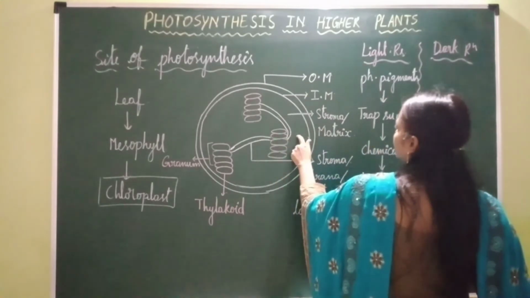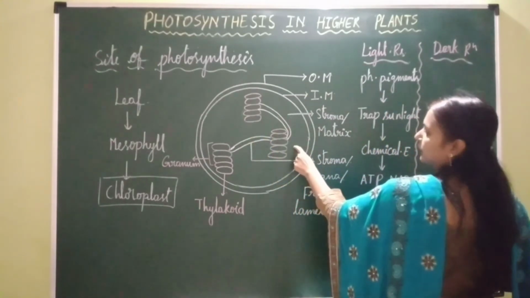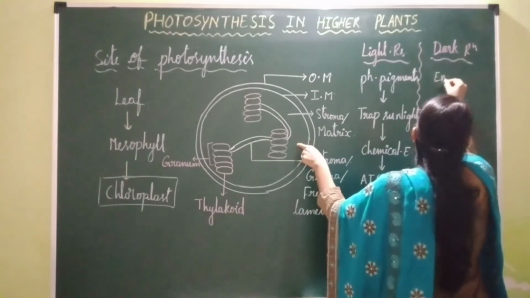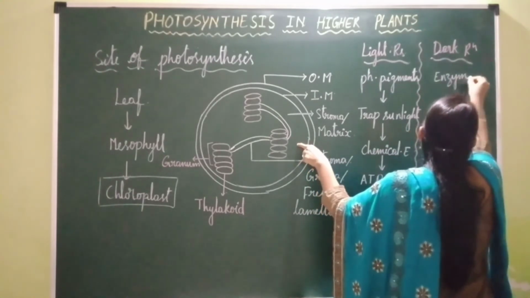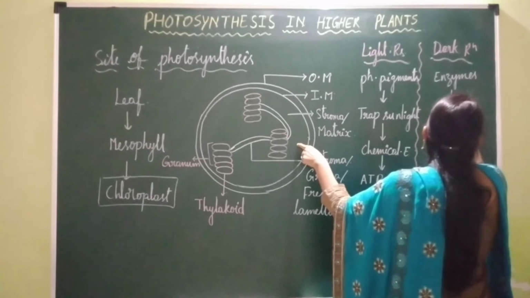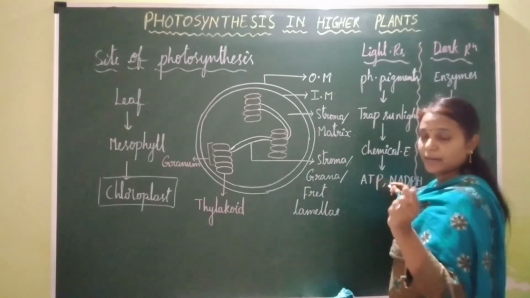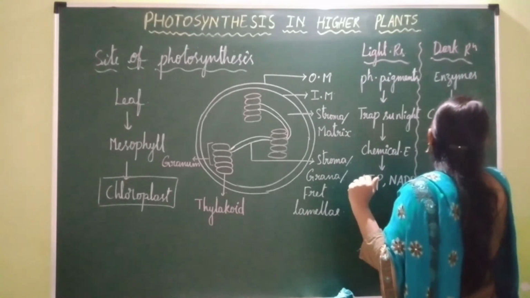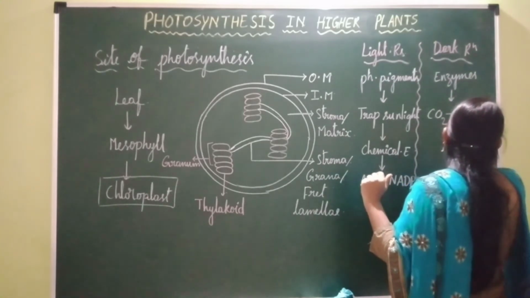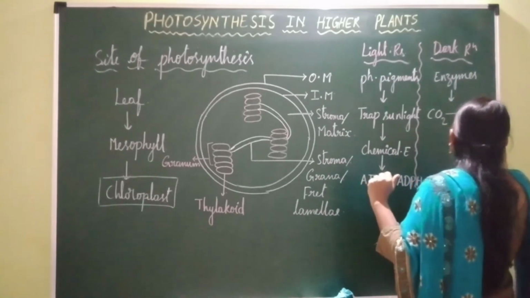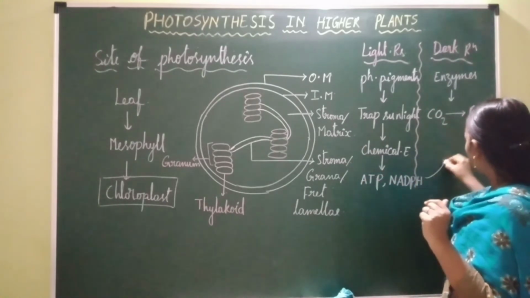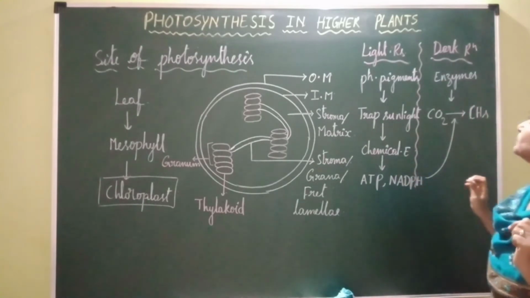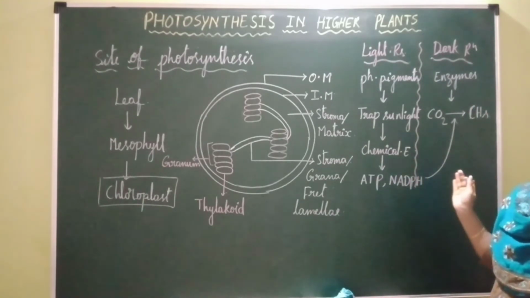These dark reactions occur inside the stroma, and inside the stroma enzymes are present. These enzymes are involved in reducing carbon dioxide into carbohydrate. They reduce carbon dioxide into carbohydrate by utilizing the chemical energy which is synthesized during light reactions. So here the dark phase is taking place.